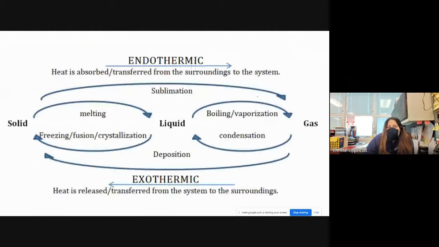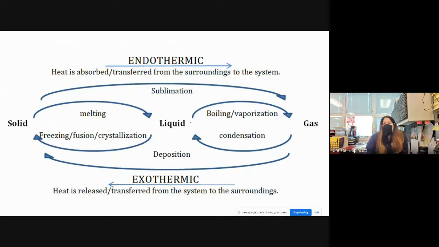All right. So these are called, melting is called freezing. If we go this direction, it's called freezing or fusion or crystallization. This way is called melting. Here we're either boiling or vaporizing. And then here we're going to be condensing.